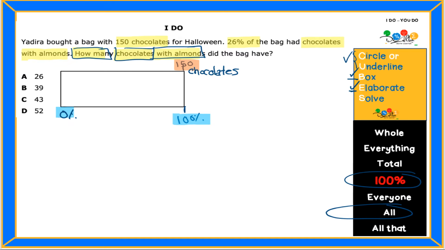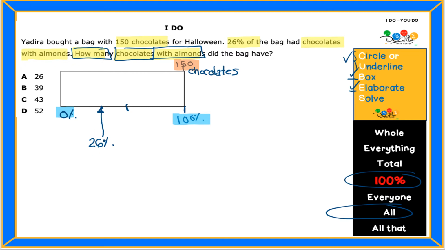Now they said that 26% had chocolates with almonds. And 26% should be something, this is 50. So 26, this is 25, 26 could be somewhere around here. And I'm going to label it.